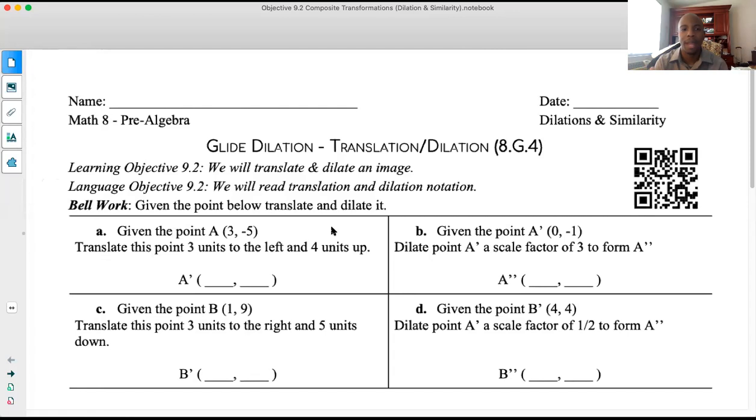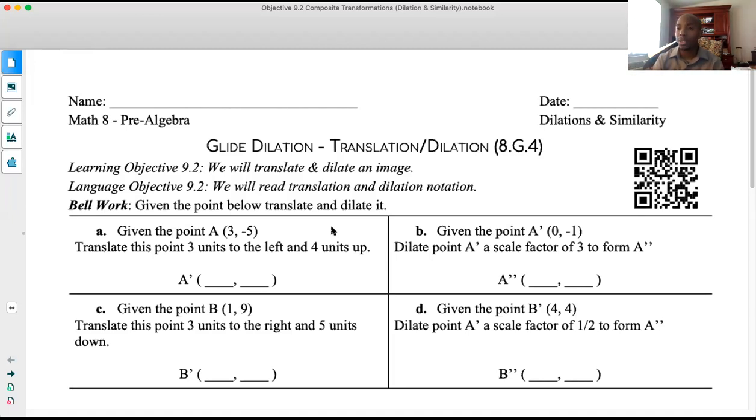Now, because I don't have enough graph paper in front of me, and it is better if we were in class, I'm not going to use actual images. I'm just going to use points. Because I think using an actual image, a triangle or a rectangle or something like that, the flipping and the moving it around could get messed up if I'm not seeing what you're doing in person. So instead, I'm going to give you points to translate and dilate.